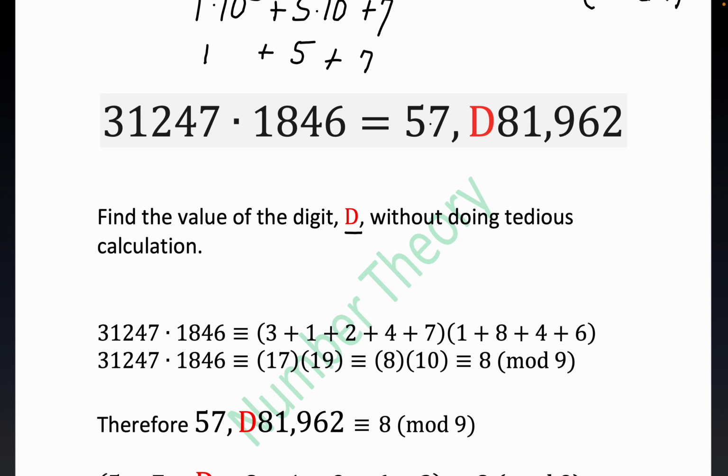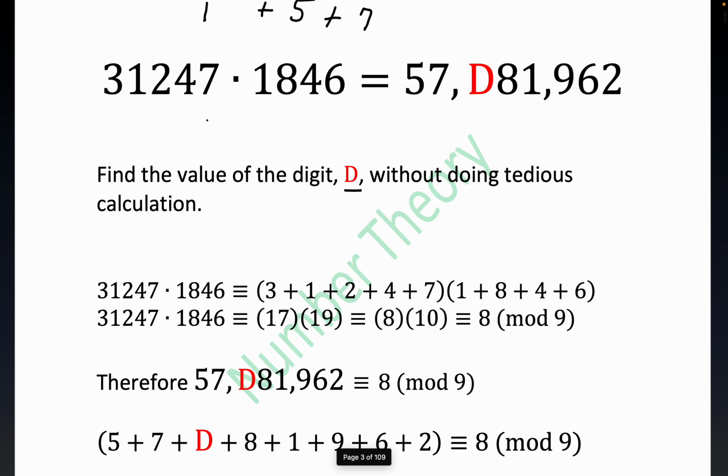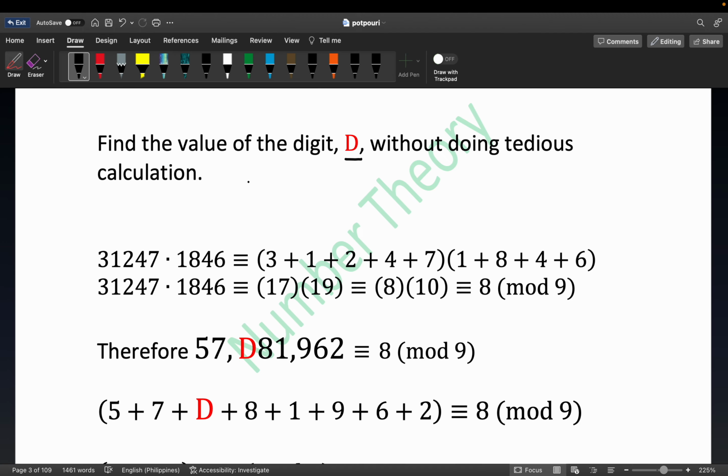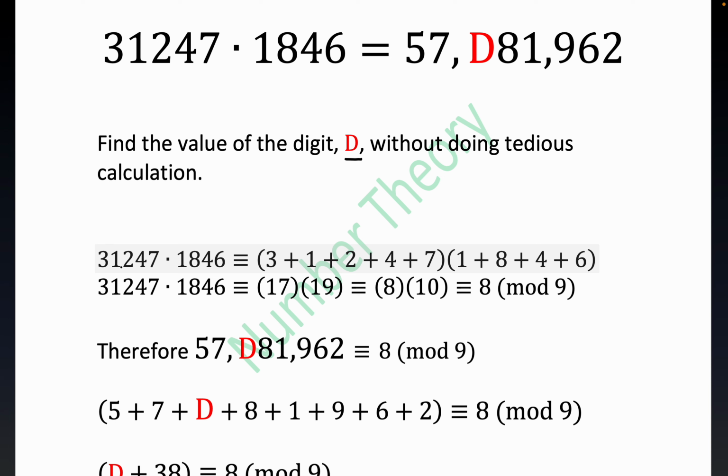Since these are equal values, the remainder of this side has to be the remainder of this side upon division by 9, right? That's kind of what's going on. You can forget that, though, as far as just the formality of it all. So you can see what I did right here, folks. I just summed up the digits, 31247, 31247.